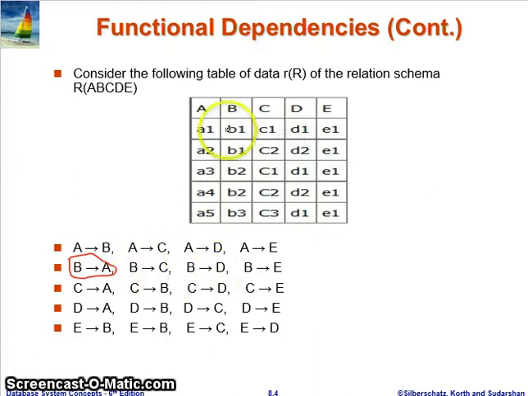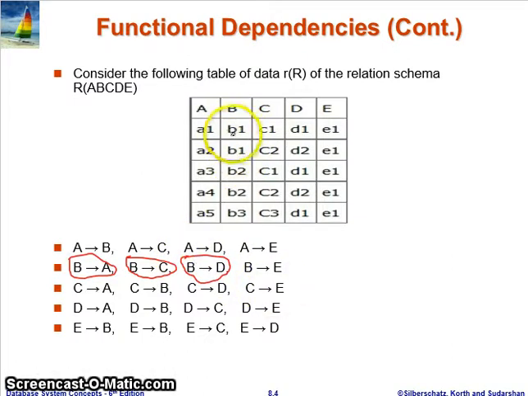Check for B to C. For the first tuple B1 and the other B1, the corresponding value of C should also be the same. But for this B1 it is C1 and for this B1 it is C2, so this is not the same, so we can say this FD does not hold. Check B to D: there are two B values that are the same, but the corresponding value of D is not the same, so this FD does not hold either.